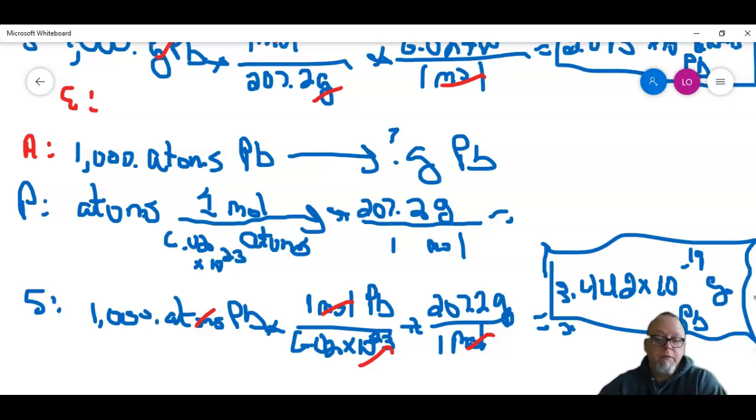You should be able to convert between atoms to moles, moles to grams, and grams to atoms or moles or anything. You just need to know you need to go through them all.